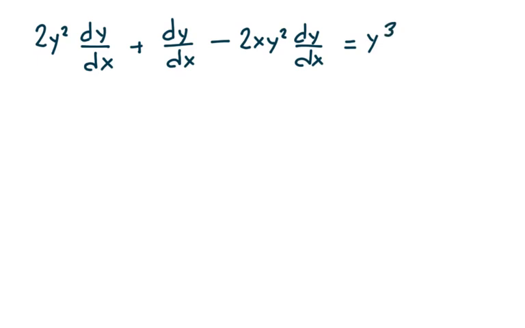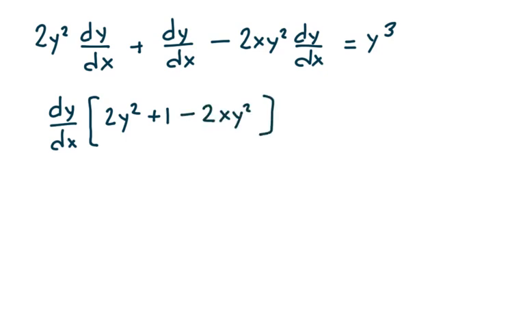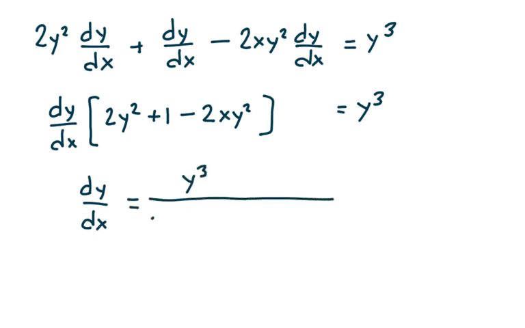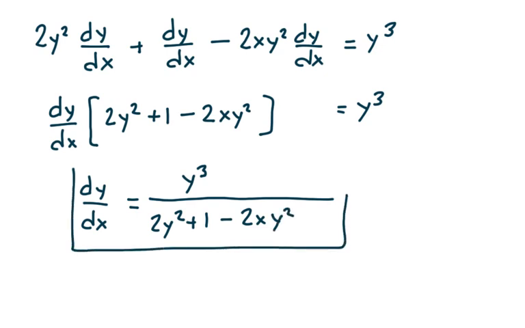Okay? Factor out a dy/dx. When I do that, I get 2y squared plus 1 minus 2xy squared inside the parentheses. And on the other side, we get y cubed. Solving for dy/dx, I get dy/dx is equal to y cubed divided by 2y squared plus 1 minus 2xy squared. And that's how you do problem 19.